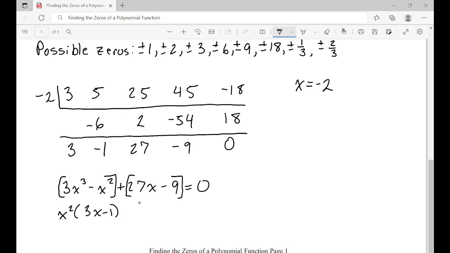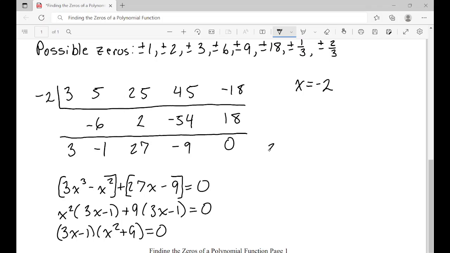And I can factor out a 9 from the second 2 terms. So 9 times 3x minus 1 equals 0. And when I factor this out, I can take out the 3x minus 1, and I'm going to have 3x minus 1 times x squared plus 9 equals 0. And I can set each one of these individually equal to 0, which is what I'm going to do. 3x minus 1 equals 0, and x squared plus 9 equals 0.